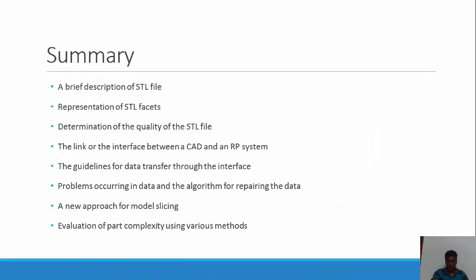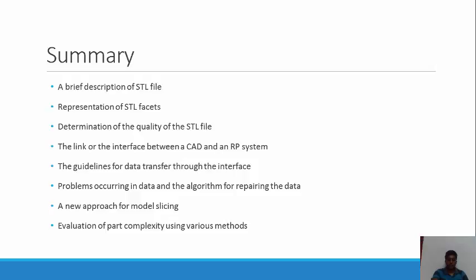So finally I'm going to conclude this presentation by saying what I've done. Initially we saw a brief description of the STL file, then later the methods of representation of the STL facets were seen, that is the triangular facet and how it is represented, with the 3 vertices named in counterclockwise direction and the normal facing outward. The factors that are used in determination of the quality of the STL file were observed, and the variation in quality was seen.